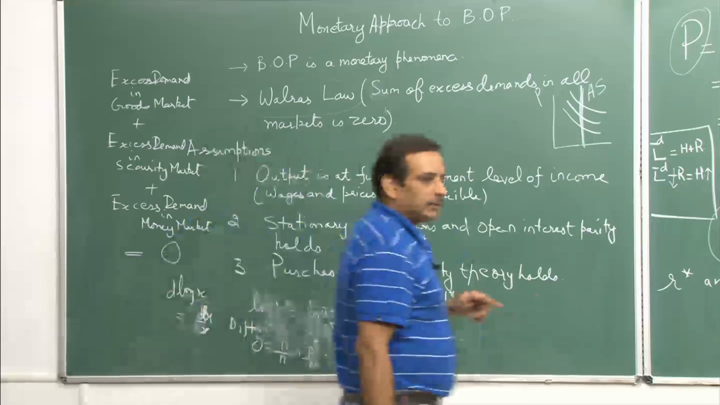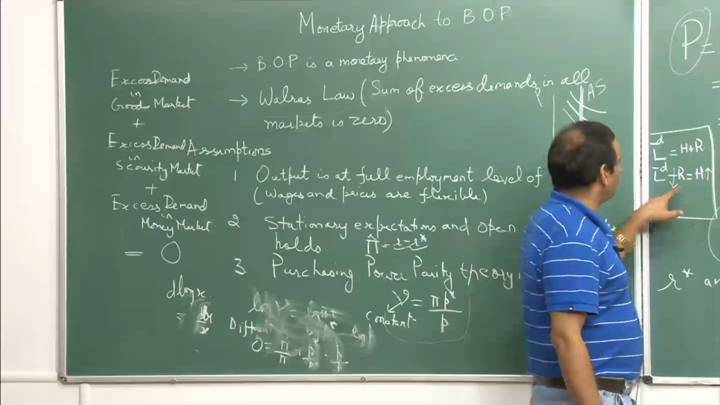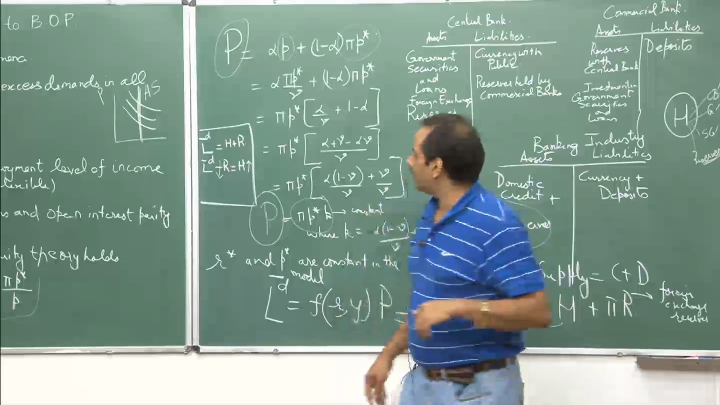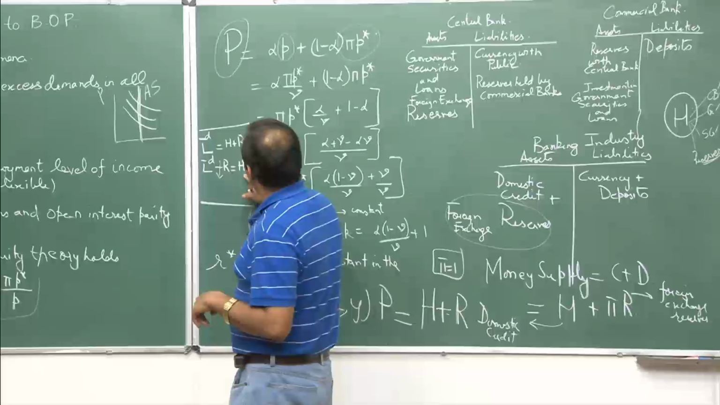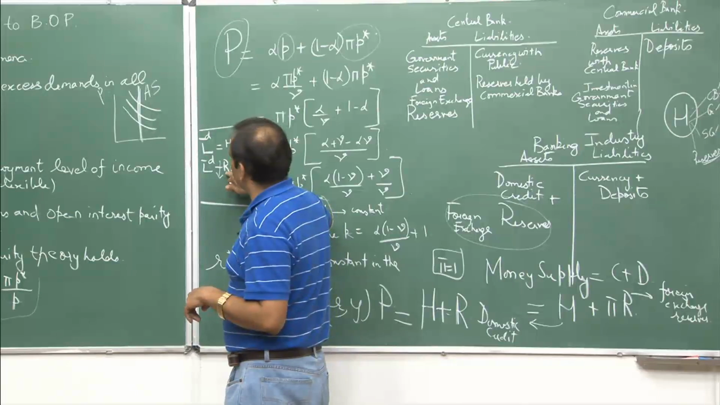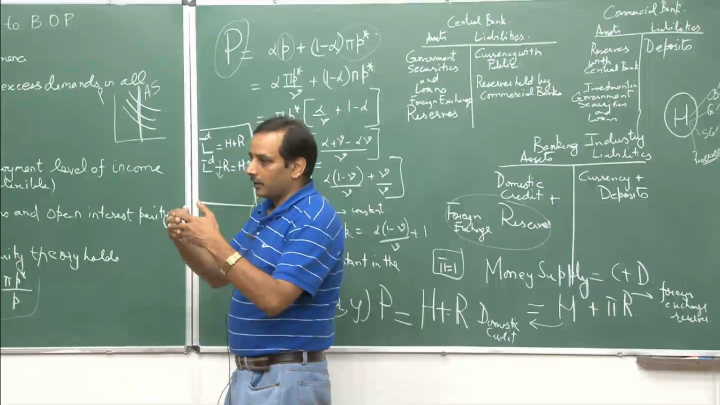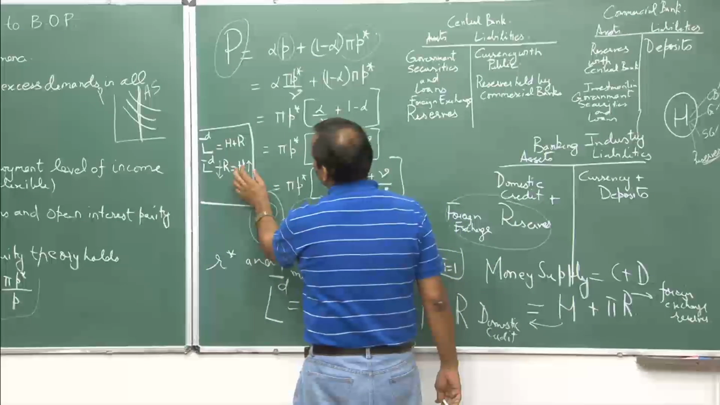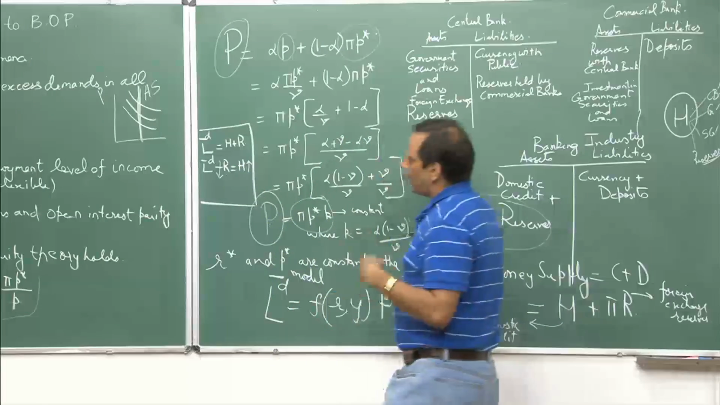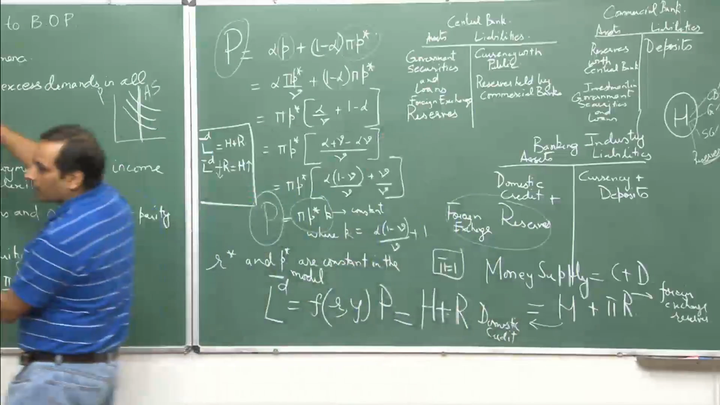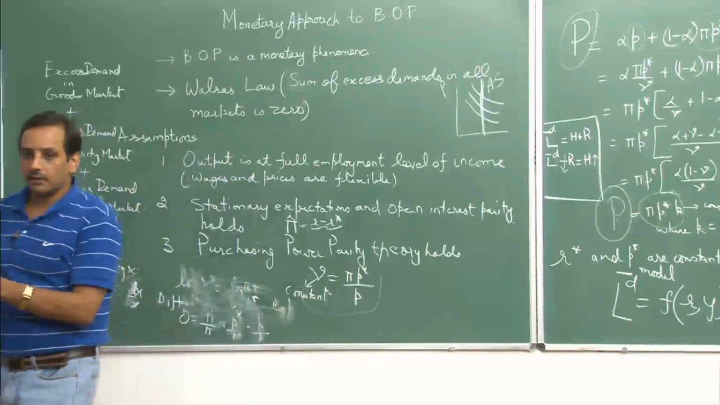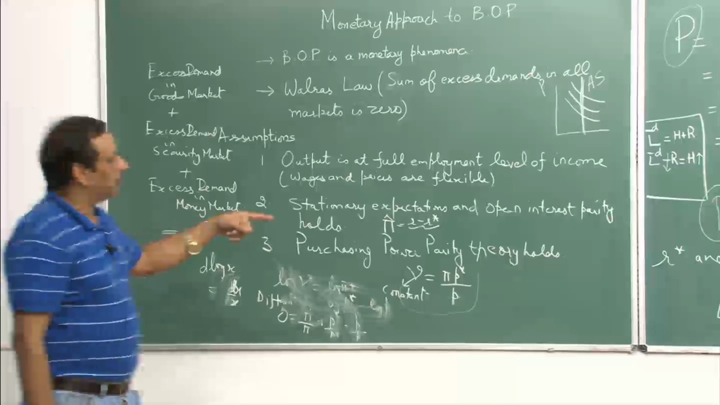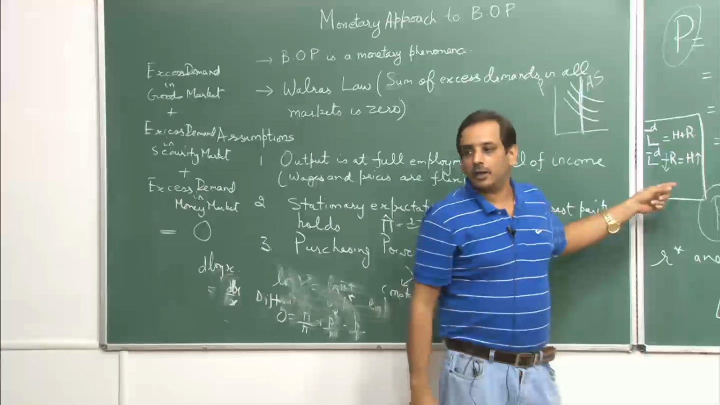Now, what you may ask is, how does an increase in the high powered money have an impact on the reserves? What is the interface between the high powered money and the reserves? Of course, you have the Walras law, but there has to be something within this to explain that H has an impact on the R.